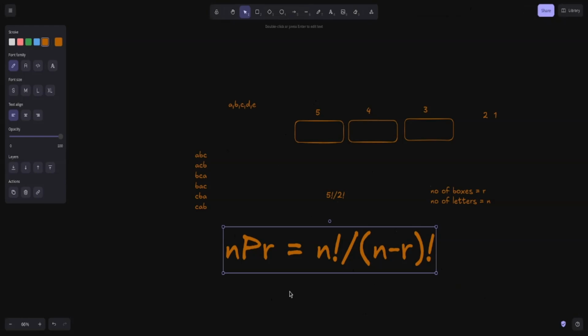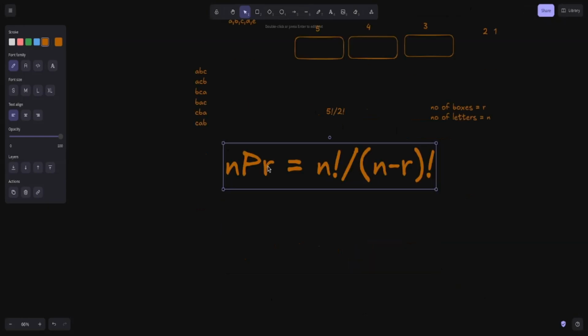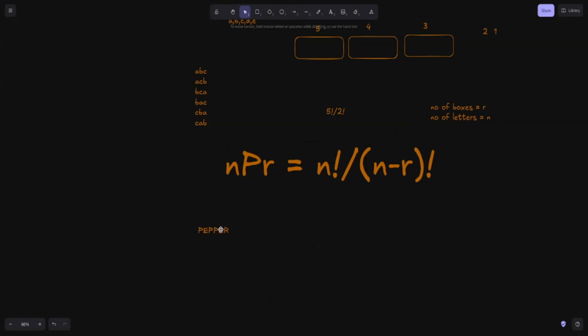Okay. So this is the basic formula. I showed you how it is derived. Okay. So basically, let's say I give you the case: how many different letter arrangements can be formed using the word PEPPER? Okay. So your logic is simple. What is your logic?